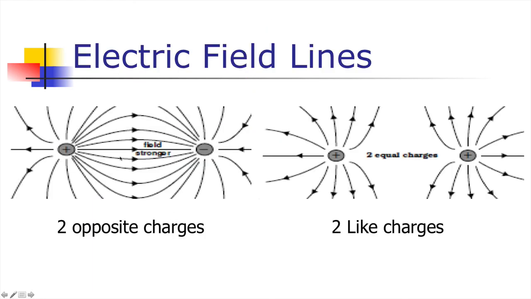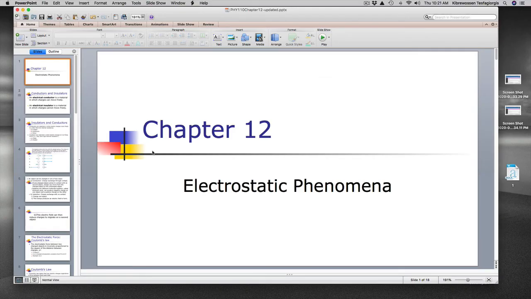If you bring two opposite charges close to each other, their electric field lines will form this kind of pattern. It's like two magnets, one on this side and another on this side. Sometimes they repel each other if the poles are the same, and they attract each other if the poles are opposite. That's pretty much it for today.